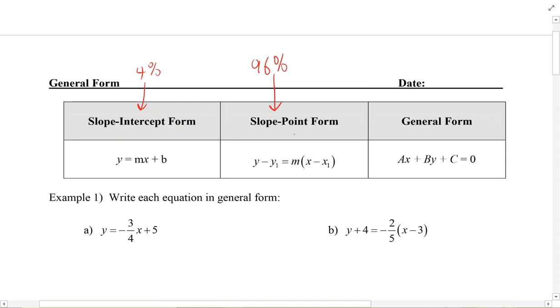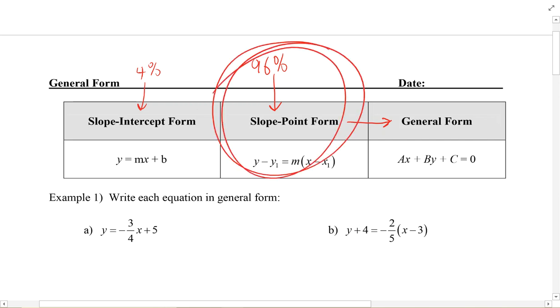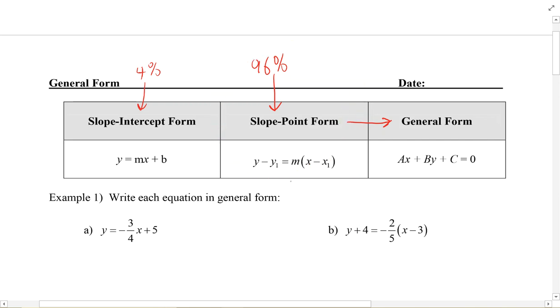What we do once we're in slope-point form is I'm going to ask you to write it and change it into general form. So if I ask, "Hey, what's the general form of the line?" you can't tell me until you start here. Or if I ask, "What's the slope-point form of the line?" you can't tell me until you start here, and then you change it over, okay?